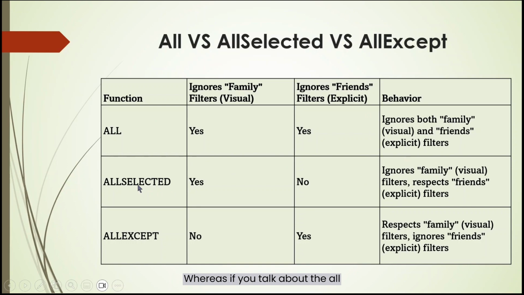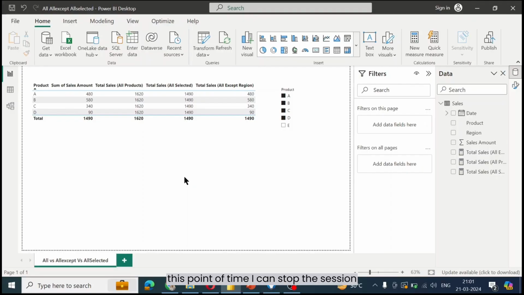Whereas if we talk about the ALLSELECTED function, it ignores the family, but it does not ignore the friends. Okay. Whereas ALLEXCEPT is like a first bencher who does not ignore the family but surely ignores the friends. So that's how you can remember and understand the difference between these three functions. Now at this point of time, I can stop the session, but I want you to have the in-depth understanding.